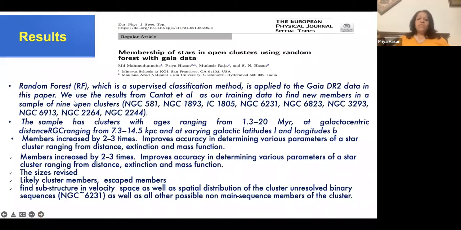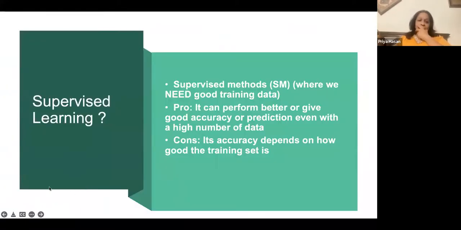So typically what we saw is that random forest very well helped us to increase the membership, look for a lot of substructure in velocity space as well as in spatial coordinates, and it could give us a lot of likely members and much more enrich the CMD.